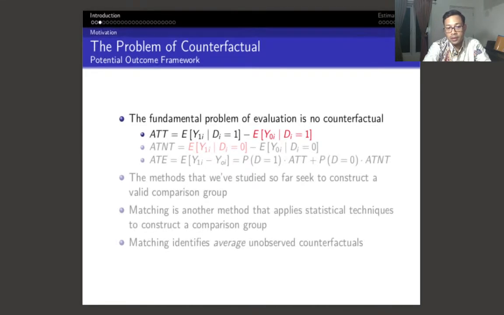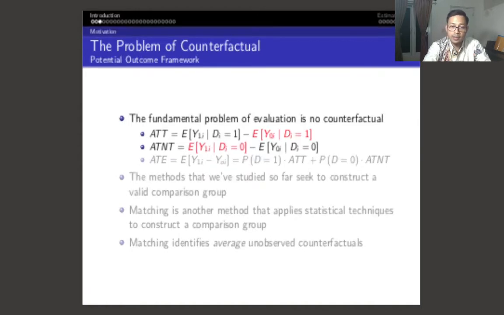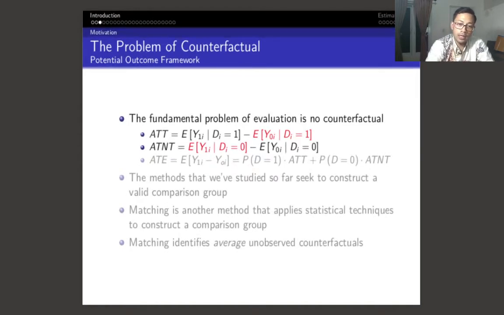So for example, for an individual who receives the treatment, we're not going to be able to observe the counterfactual when the individual did not get the treatment. And similarly, for an individual assigned to the control group, we're never going to be able to understand the counterfactual should the individual receive the treatment.